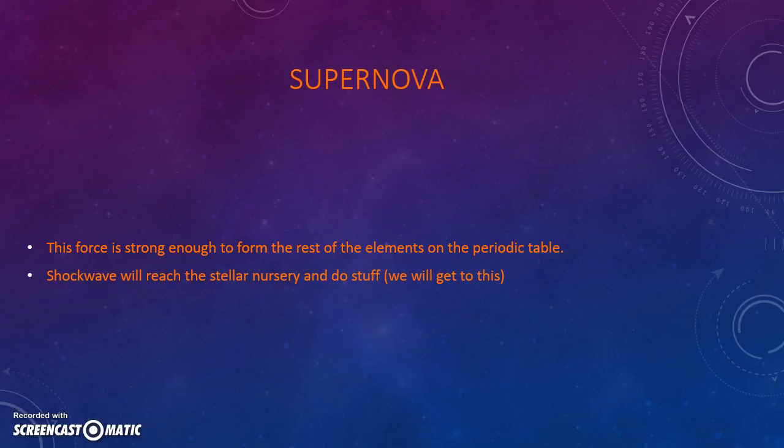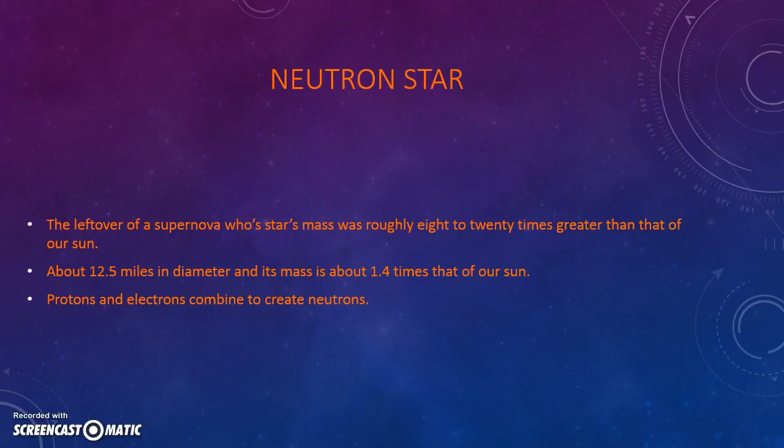Now, depending on the mass of the sun before the supernova, it can lead to two options, a neutron star or a black hole. We will start with the neutron star because it just sounds way more interesting than black hole. This occurs if the mass of the star is roughly 8 to 20 times greater than that of our own sun. The leftover star is about the size of a city, yet it has a mass greater than our sun. But that's scary. Since this star is so dense, it literally squeezes protons and electrons together to create neutrons, hence the name.